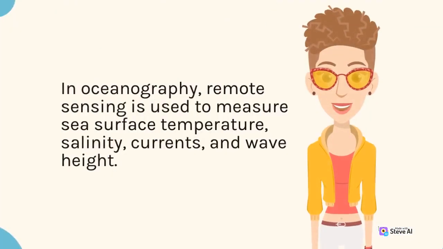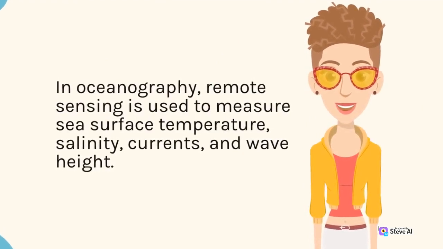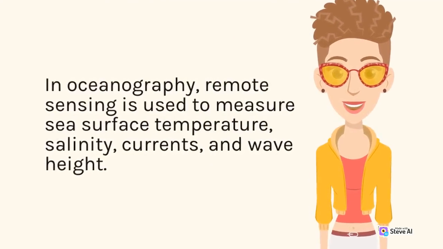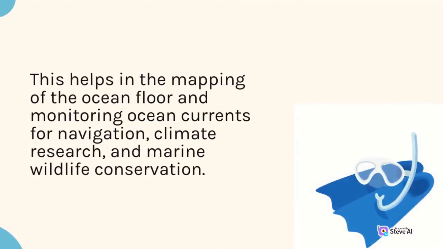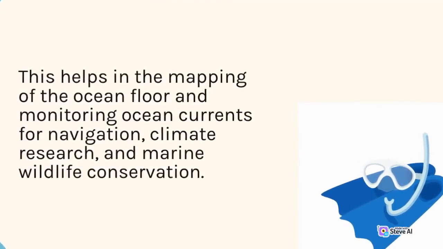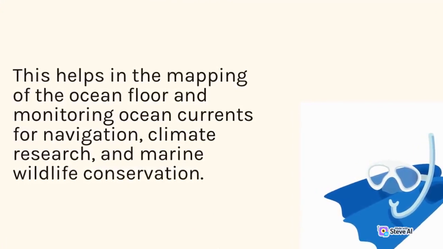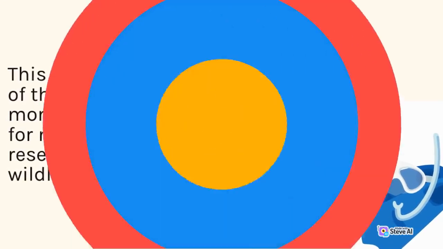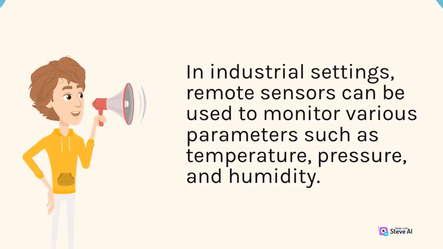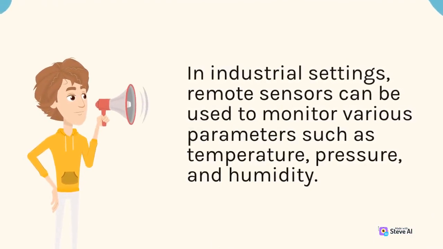In oceanography, remote sensing is used to measure sea surface temperature, salinity, currents, and wave height. This helps in the mapping of the ocean floor and monitoring ocean currents for navigation, climate research, and marine wildlife conservation. In industrial settings, remote sensors can be used to monitor various parameters such as temperature, pressure, and humidity.